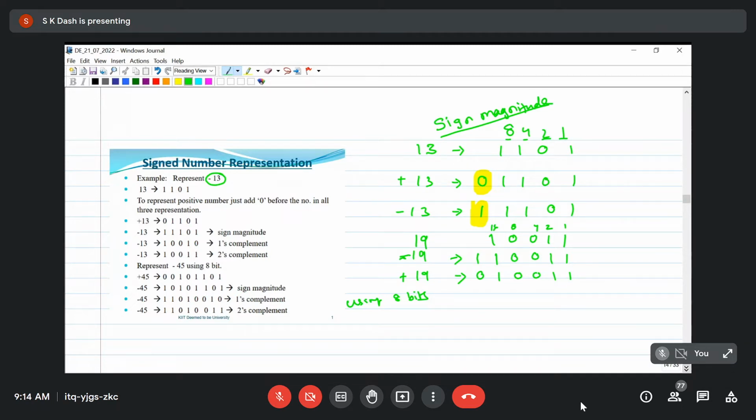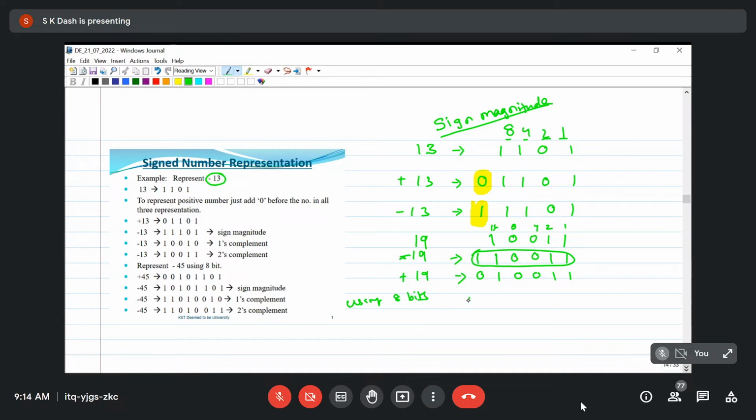You have to represent minus 19, and I want to represent both minus 19 and plus 19. Previously, we used 6 bits. Now instead of 6 bits, suppose I want to represent them using 8 bits. Then what to do? No, what procedure do I need to follow?